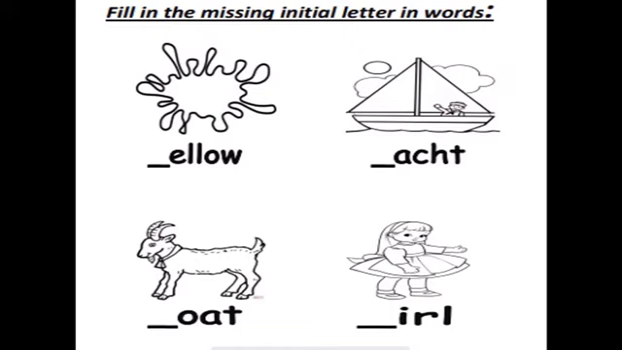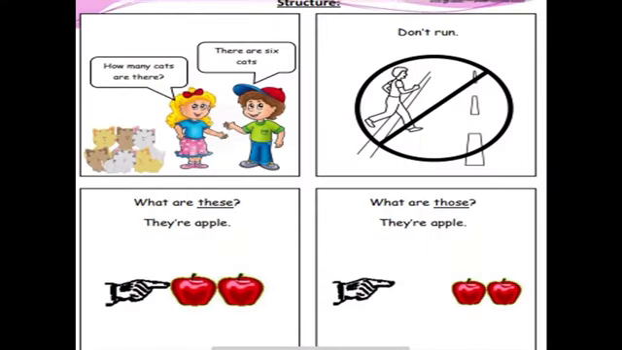Now, here, guys, fill in the missing initial letter in the words. Yeah, yellow. Yes, letter Y, yeah, yacht. Yes, letter Y, G for goat, D for girl. Well done, my friends. Now, guys, this is the structure for Unit 8.